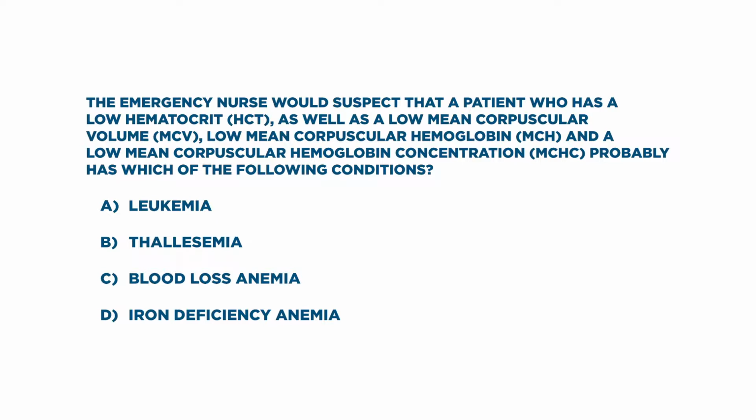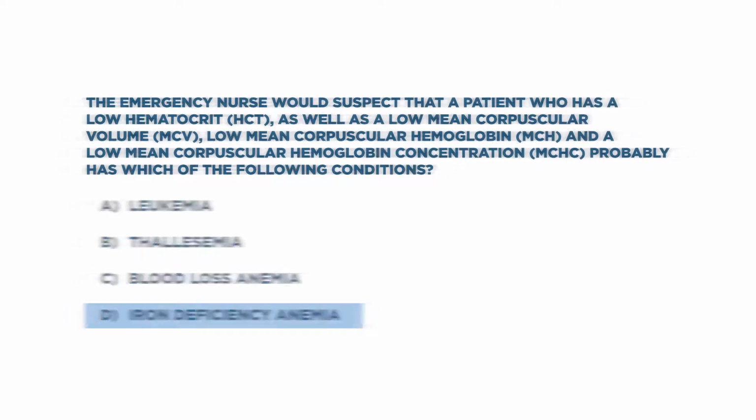I'm going to give you the correct answer now. So if you want to try and figure it out on your own, pause it for a moment, but I'm going to give you the correct answer. The correct answer is D, iron deficiency anemia. Now, how do I know that?